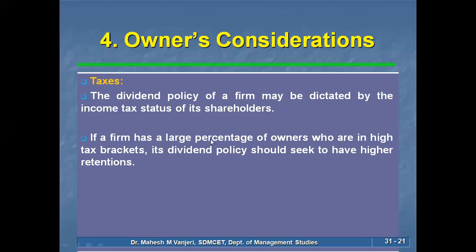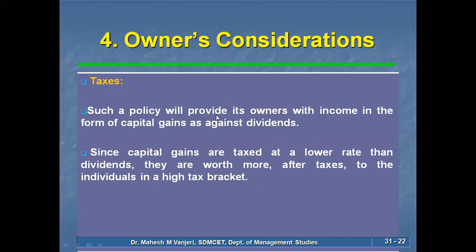If a large percentage of the equity shareholders are in high tax brackets, such a policy will provide its owners with income in the form of capital gains as against dividends. So it does not mean that the company distributes less dividend or does not distribute dividend. It distributes a dividend, but part of it is invested again in the company, which is called capital gains. Dividends are declared, out of which some amounts are invested back into the company business, which are referred to as capital gains.